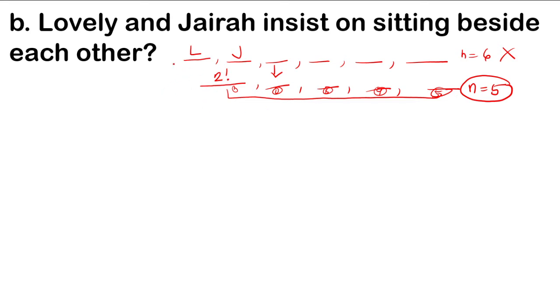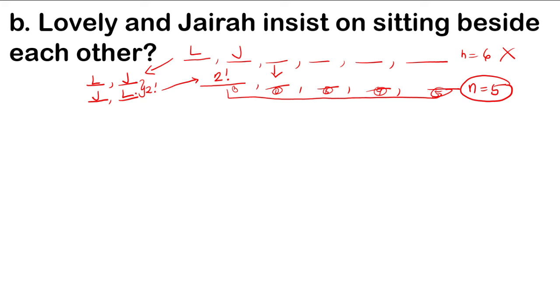Saan nakuha yung 2 factorial? Say, sa unang upuan, si Lovely muna, tapos sa pangalawang upuan, si Jaira. Magkatabi pa rin sila. Meron din, si Jaira muna, tapos si Lovely. Okay? Meron pa bang way or arrangement na kung saan dapat sila ay magkatabi? Wala na, ganyan lang ang arrangement nila. So, ilang arrangement yon? 2. So, factorial representation nun, 2 factorial. So, dun nakuha yon. Okay?